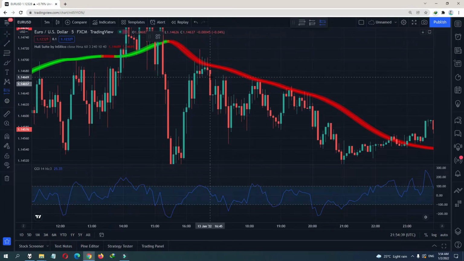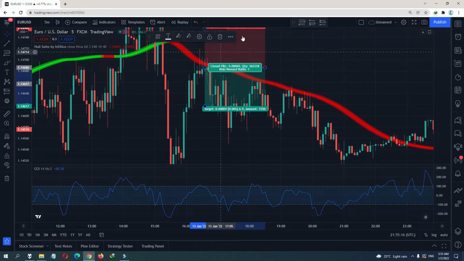For a sell, it's the opposite. You wait for the Hull Suite to be red, and for the CCI, you wait for it to break above 100. It pierced above the 100 line here, and then you wait for it to go back down. Not here, it's here. You see the number 87. This is our sell signal, and the Hull Suite has to be red.